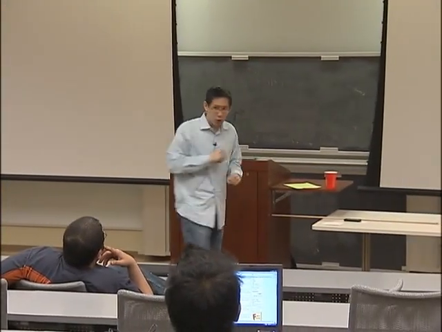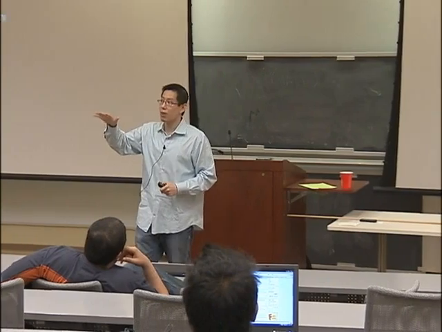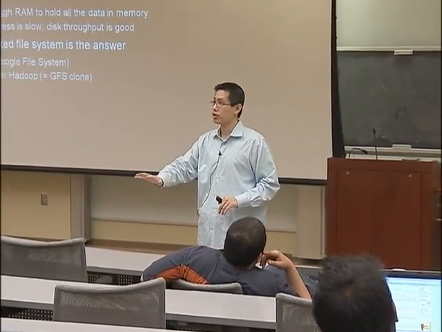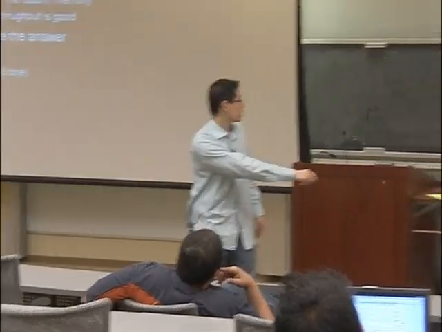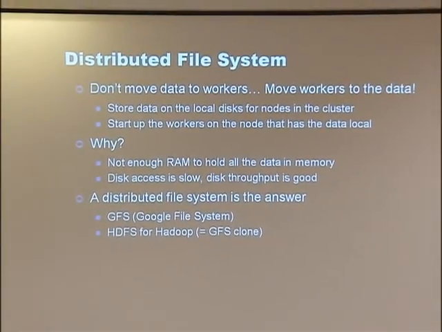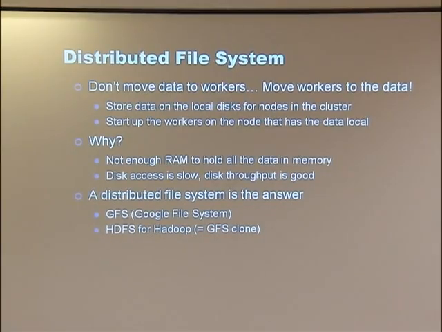What actually makes MapReduce work is the underlying distributed file system. Google's version is called GFS, the Google File System. The open source version of it is called HDFS, for Hadoop Distributed File System.